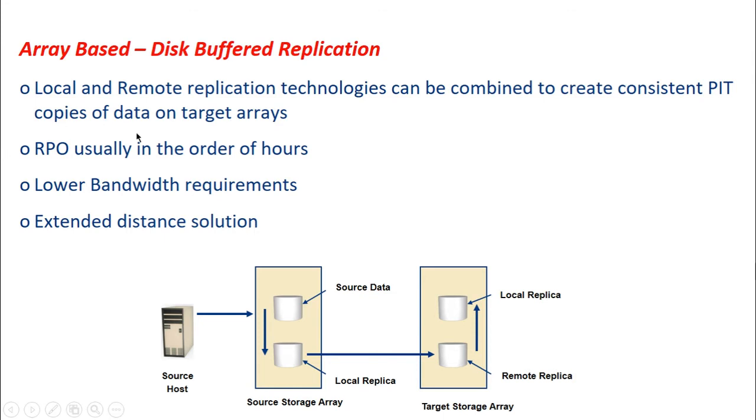The recovery point objective usually differs in terms of hours if we are implementing disk buffered remote replication. Also, it requires lower bandwidth, and it's also an extended distance solution. It can be used for very long distances, maybe between countries or between two very far places. So that is storage array based remote replication. We discussed three types: synchronous mode remote replication, asynchronous mode remote replication, and disk buffered remote replication.